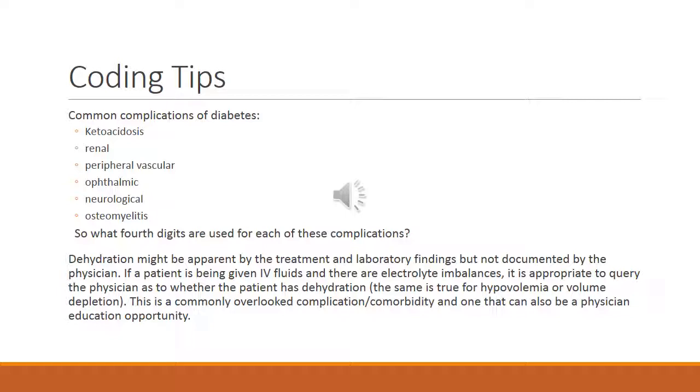And finally, dehydration might be apparent by the treatment and laboratory findings but not documented by the physician. If a patient is being given IV fluids and there are electrolyte imbalances, it's appropriate to query the physician as to whether the patient has dehydration. The same is true for hypovolemia or volume depletion. This is a commonly overlooked complication and/or comorbidity, and one that can also be a physician education opportunity.